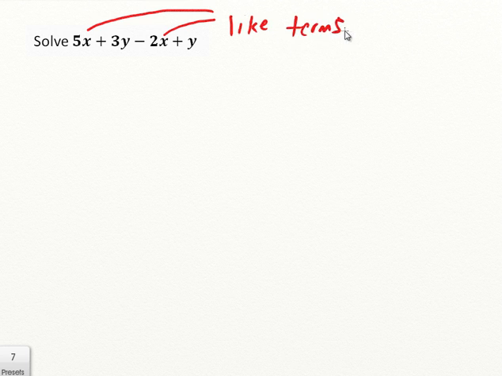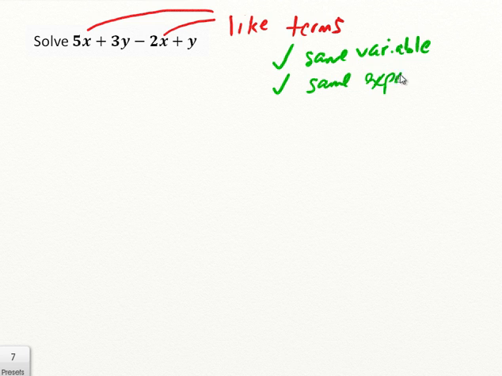All right. And we know that like terms have two properties that we're going to check. We're looking for the same variable. So in this case, we'll notice that the x in the 5x and the x in the negative 2x match. They're the same variable. And these variables, the base, must have the same exponent. So this x is raised to the exponent 1, this x is also raised to the exponent 1. These are like terms. So the 5x and the negative 2x can be combined.